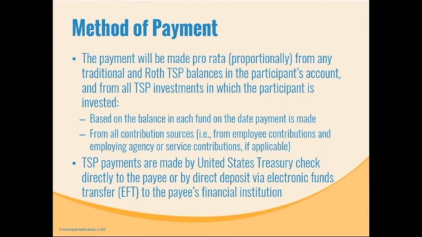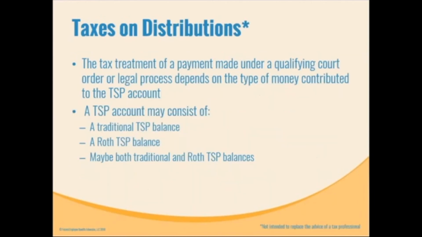So the payments will be made pro rata if the federal employee has both the traditional and the Roth TSP from which they have investments. So the balance is based on each fund on the date the payment is made, and it will be from all contributing sources. So that would include employee contributions, the employing agency, or any service contributions. Now, the TSP will pay the money out one of two ways: a U.S. Treasury check paid directly to the payee, or what's more commonly used, an electronic funds transfer to the payee's financial institution.